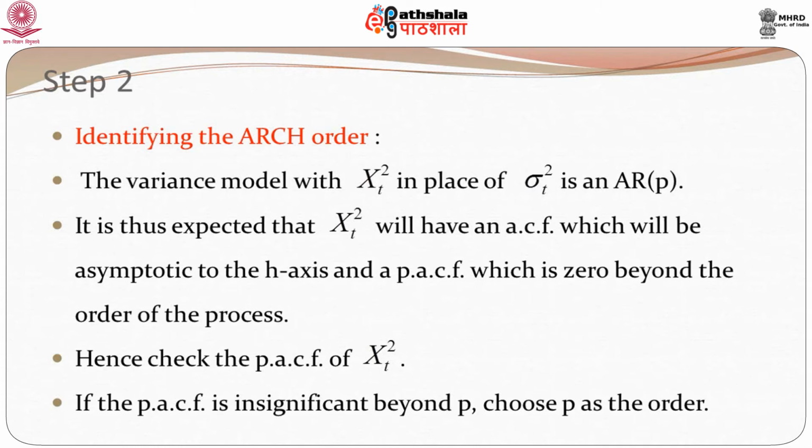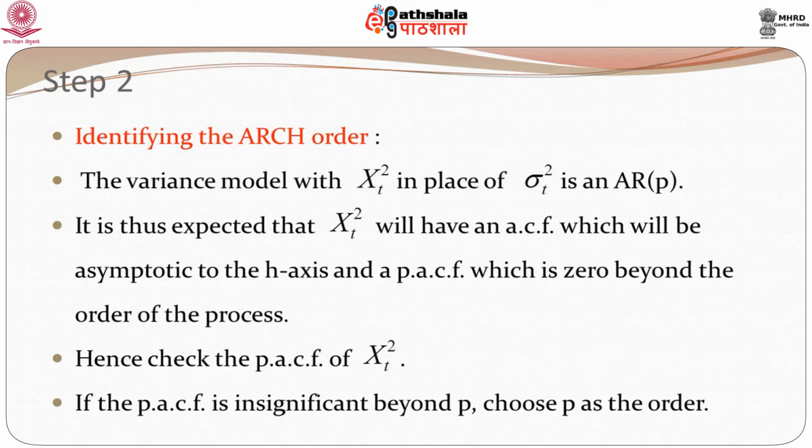Now, the variance of the model with x t square in place of sigma t square is, if you look at this, an AR(p), and it is thus expected that x t square will have an ACF which will be asymptotic to the h axis. So, usually what we look at is x t, but now we are looking at x t square as the process, and if the ACF is asymptotic to the h axis, it is not going to be a moving average process.